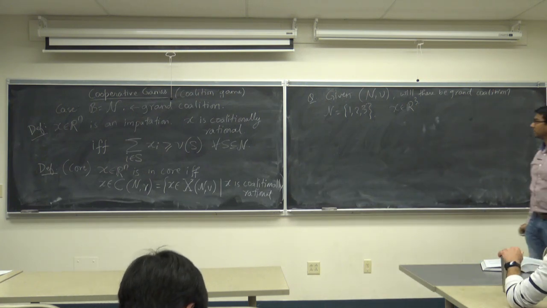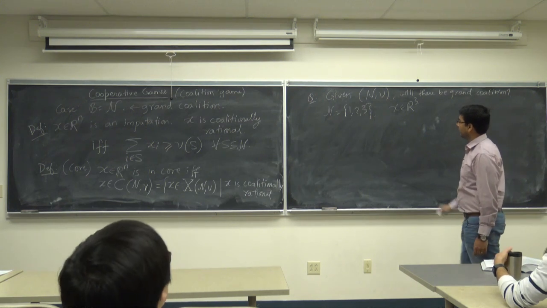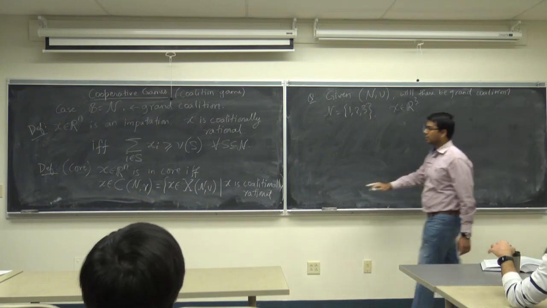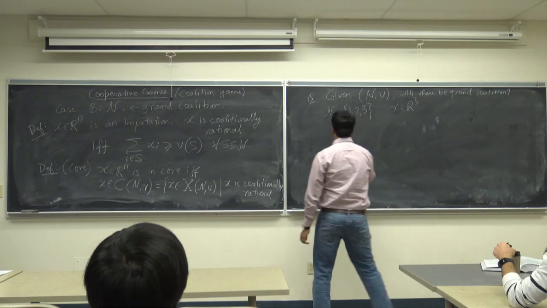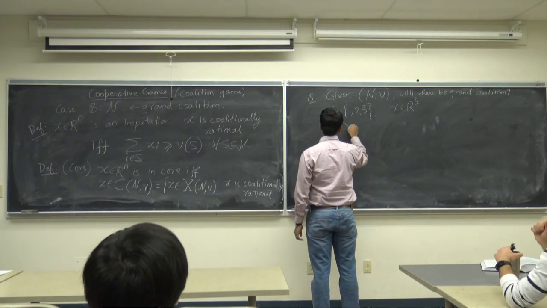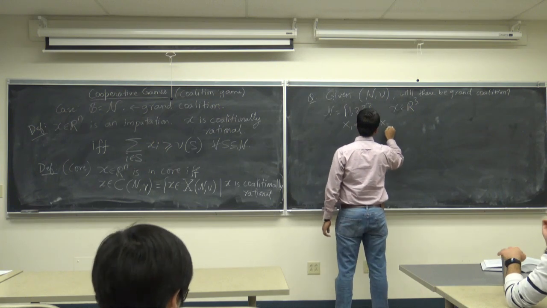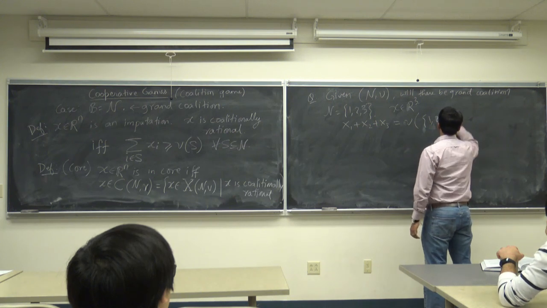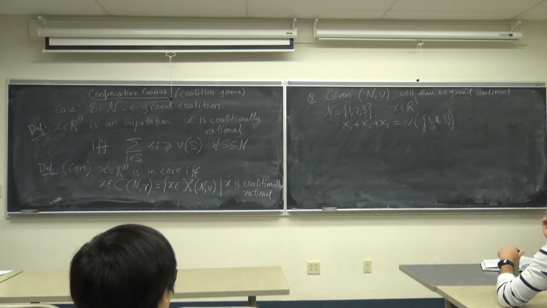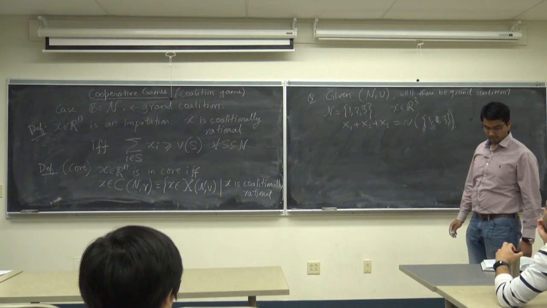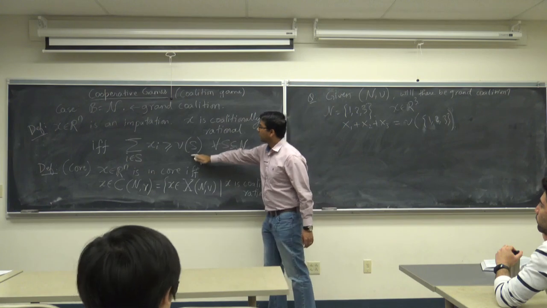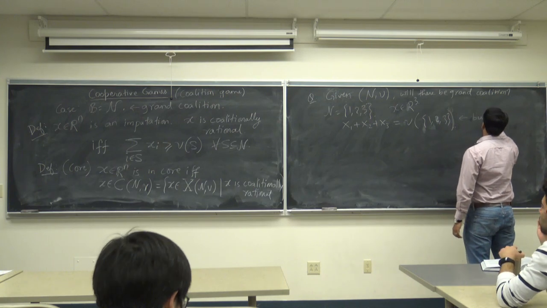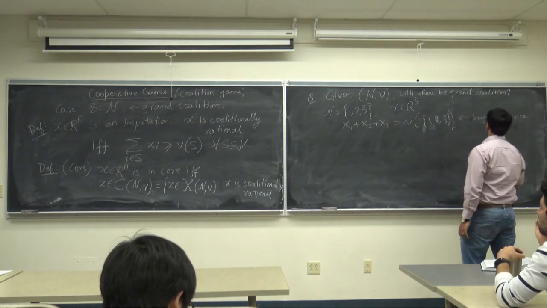What is the set of inequalities it should satisfy for that vector X to be in the core? Well, you have to have several inequalities. So X1 plus X2 plus X3 should be equal to V of 1, 2, 3. That's the budget balance constraint, or efficiency.